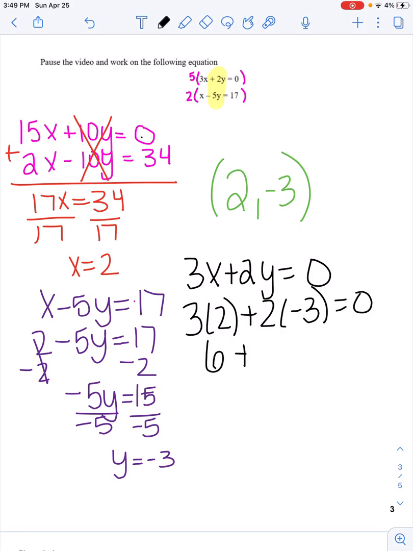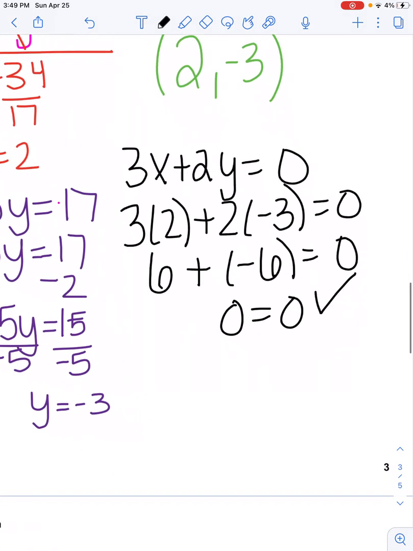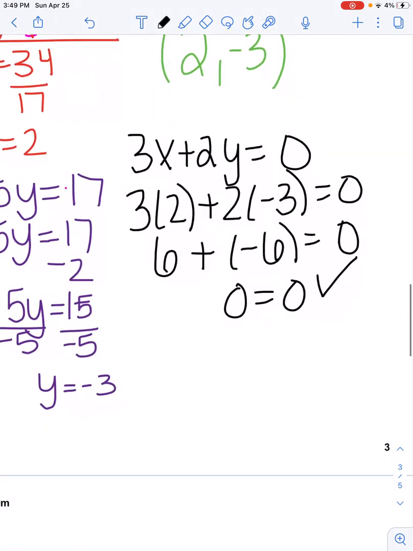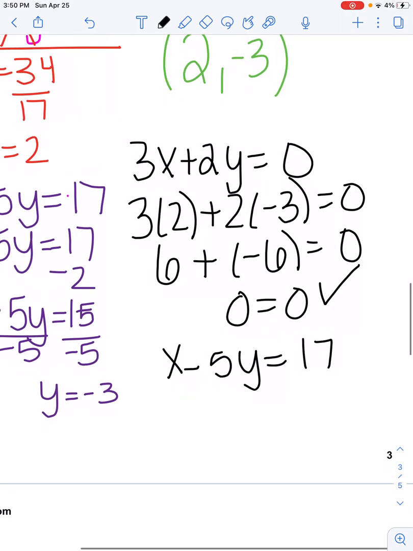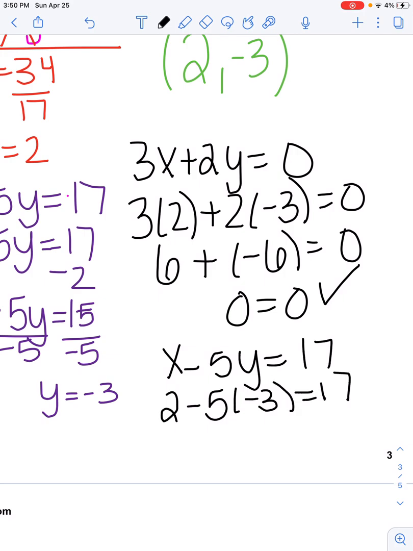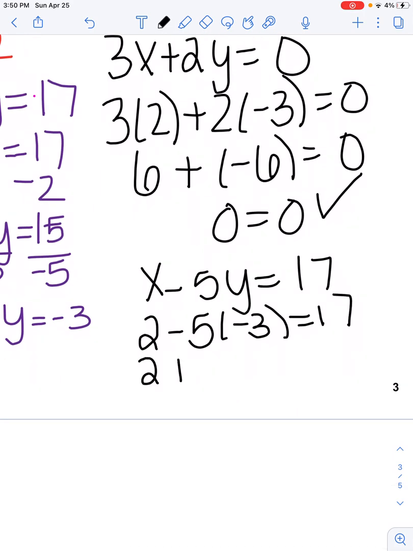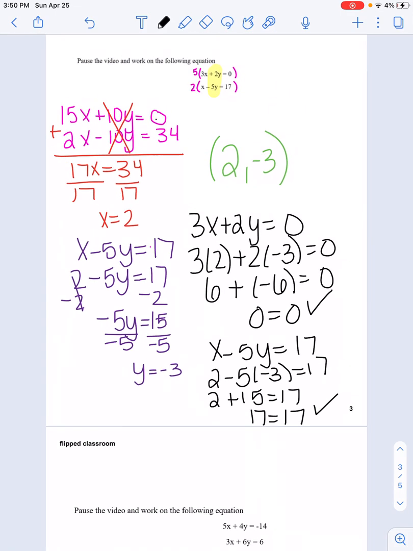I get 6 plus a negative 6 equals 0. So 0 equals 0. Check. And then my last one, which is x minus 5y equals 17. So 2 minus 5 times negative 3 equals 17. 2 plus 15 equals 17. 17 equals 17. Check. Okay?